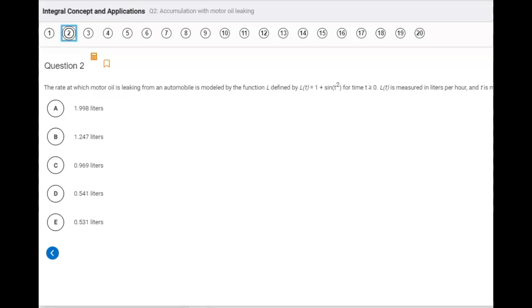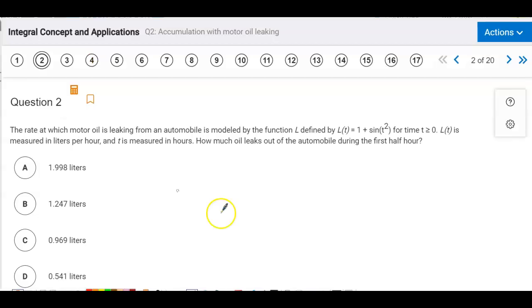The rate at which motor oil is leaking, let me change my window here, it's not showing quite right, just a moment. All right, there we go, that's a little bit better. The rate at which motor oil is leaking from an automobile is modeled by this function L here. So this tells you how quickly oil is leaking from the automobile. It's measured in liters per hour. Time is obviously therefore measured in hours.